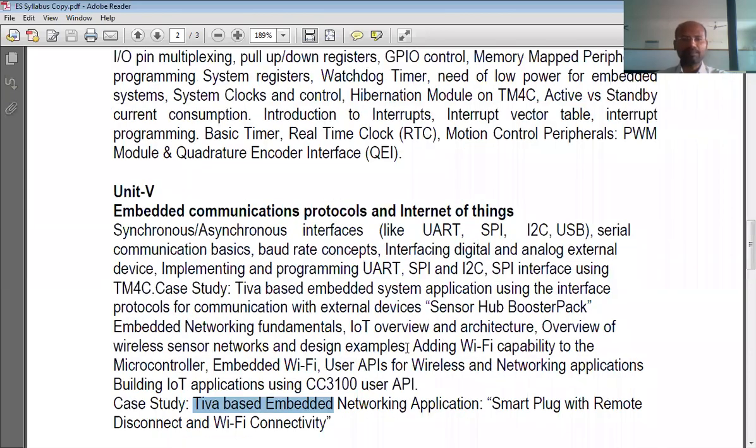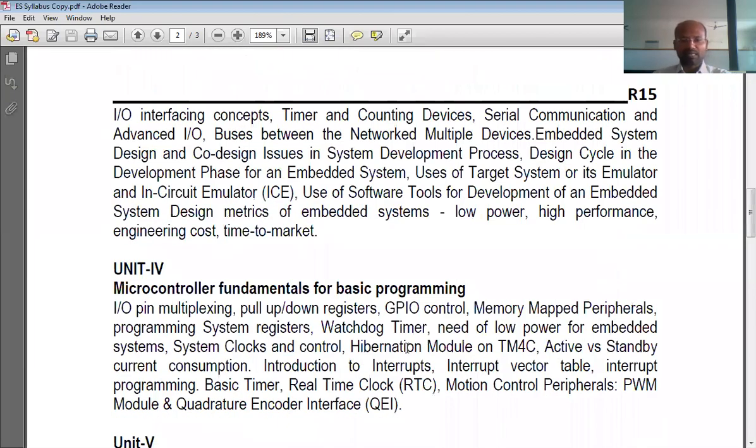So these are the topics that we will be learning in this course. Okay, I think it's enough for today.